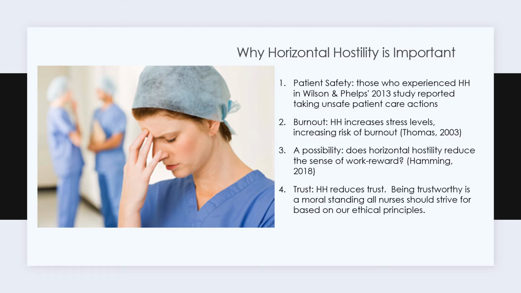Lastly, horizontal hostility reduces trust. It's important to maintain an environment of trust to keep communication flowing. As an ethical principle of nursing, all nurses should strive to be as trustworthy as possible, not only for their patients, but for their fellow staff members as well.